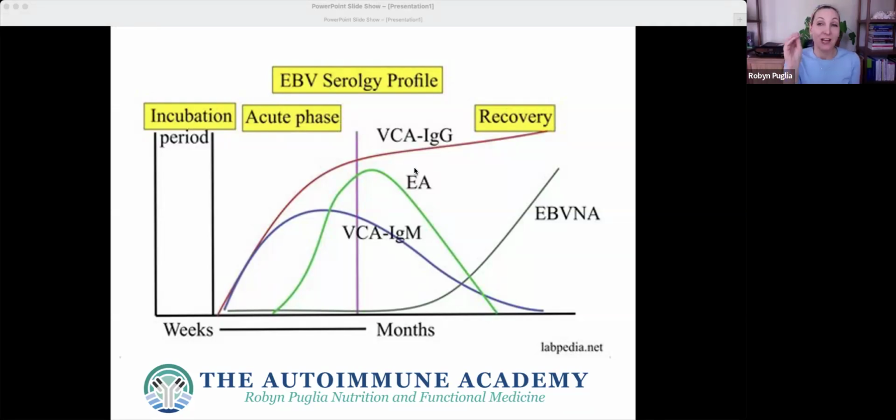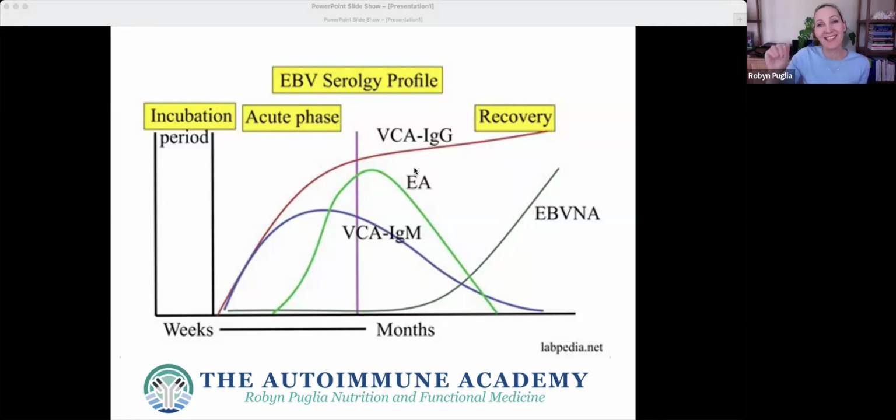Okay, then we have nuclear antigen or nuclear antibody. Nuclear antigen IgG elevates around 2 months after the initial infection, and it doesn't elevate for life. So if you see VCA IgG and nuclear antigen IgG, then we know that it has been at least 2 months since the initial infection, and it's probably in the first years since the infection, but it doesn't tell us very specifically anything apart from that.